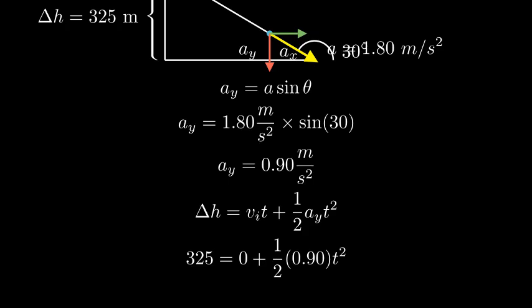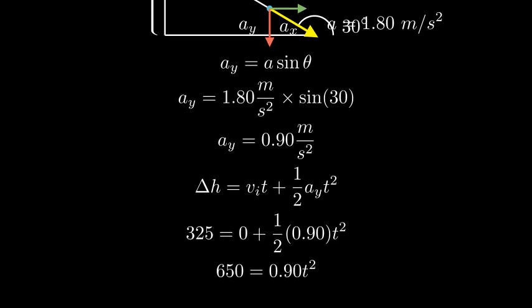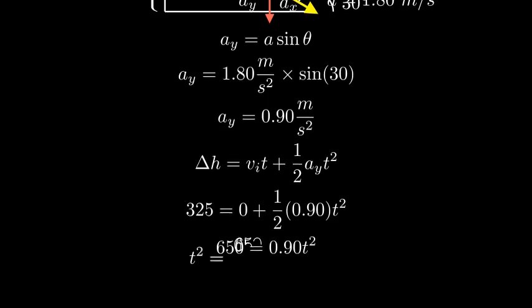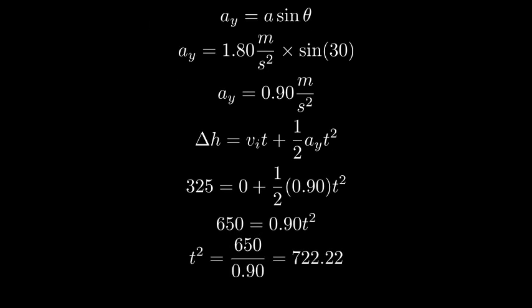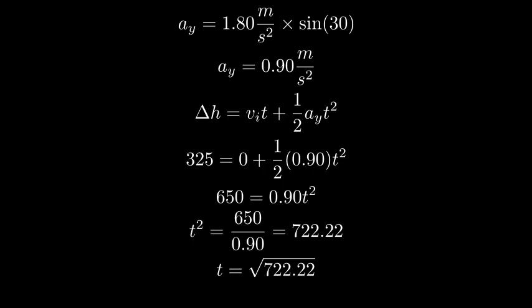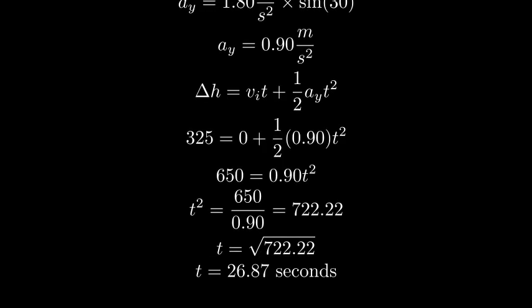Let's solve this equation for time. First, multiply both sides by 2. Then divide both sides by 0.9. Finally, take the square root of both sides. This gives us approximately 26.87 seconds.